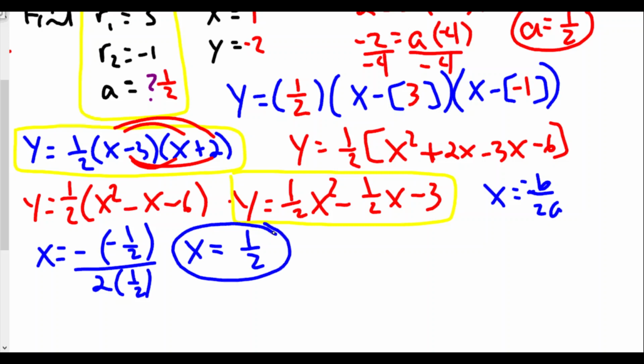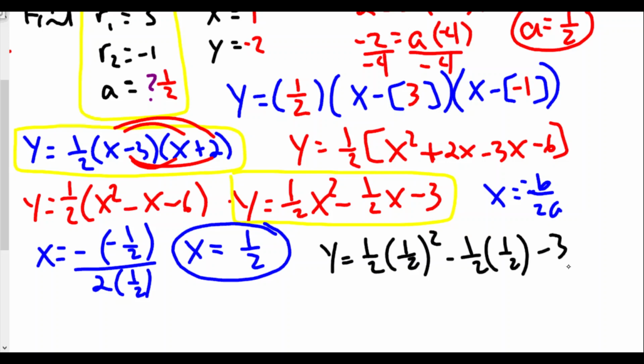Now, to find the vertex, we're going to plug this back into our formula. Now, we could use the 1 half x squared minus 1 half x minus 3, and that works out totally good. So let's plug it in there. y is equal to 1 half times 1 half squared minus 1 half times 1 half minus 3. So 1 half squared is 1/4, times 1 half is 1/8. 1 half times 1 half is 1/4, actually there's a negative there, and then minus 3.